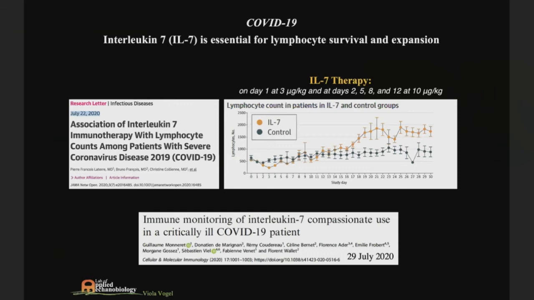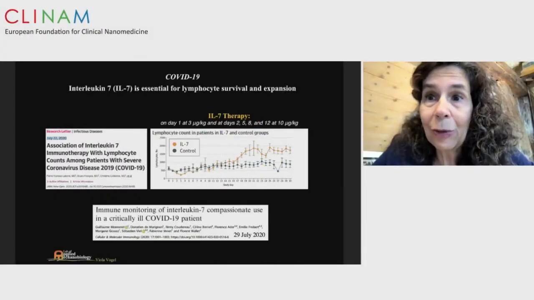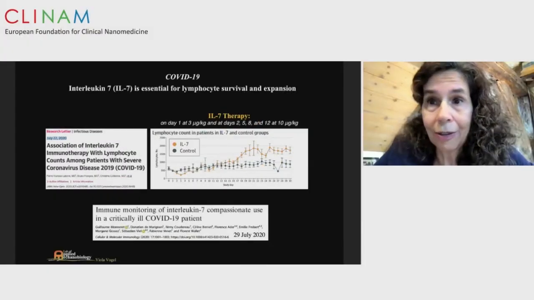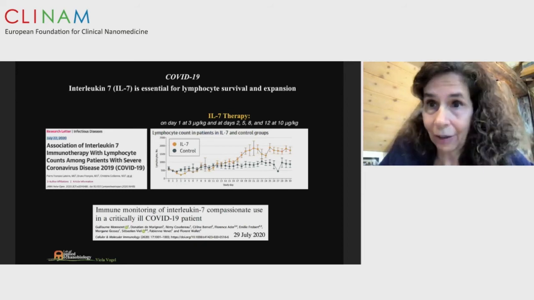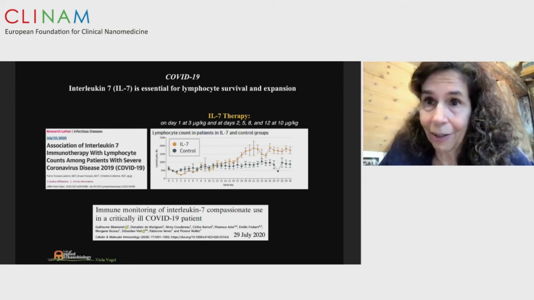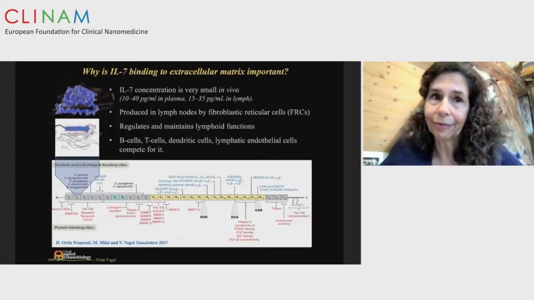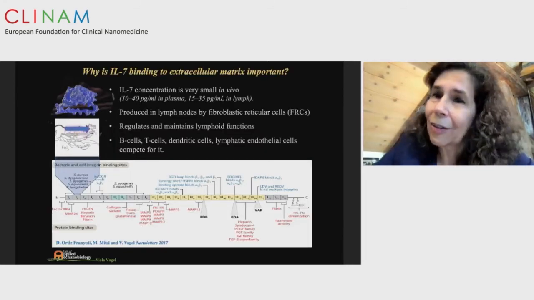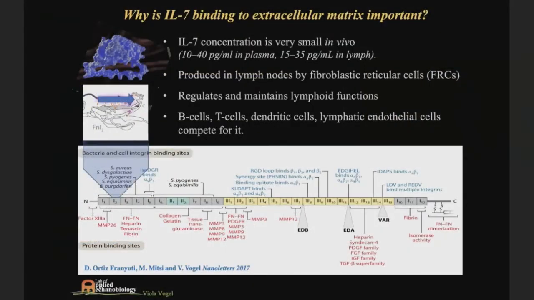So the request is also there at the moment to allow the use of IL-7 in the clinics right now. So question: how does it work? And are there any insights that might help us to improve IL-7 based treatments?